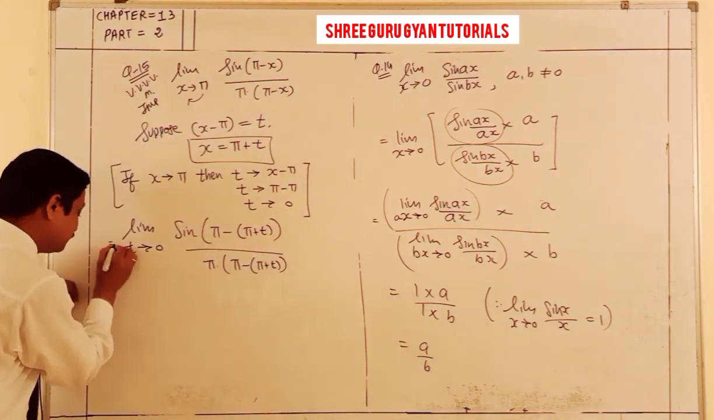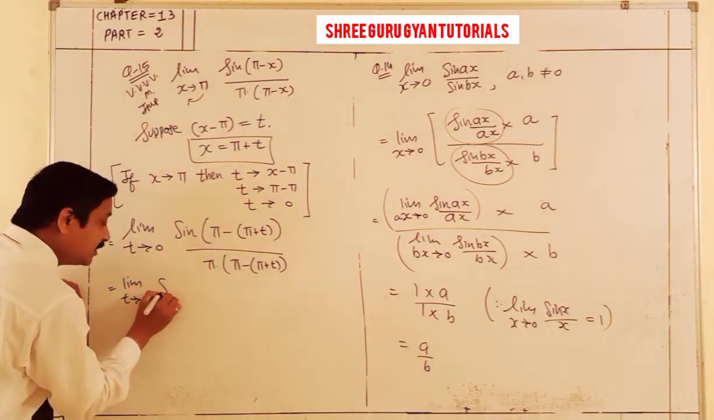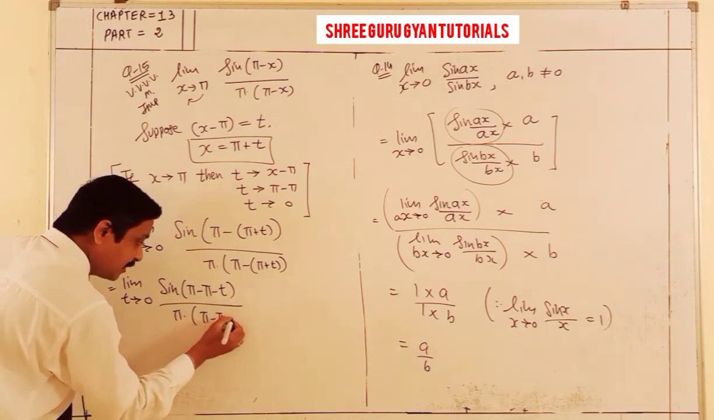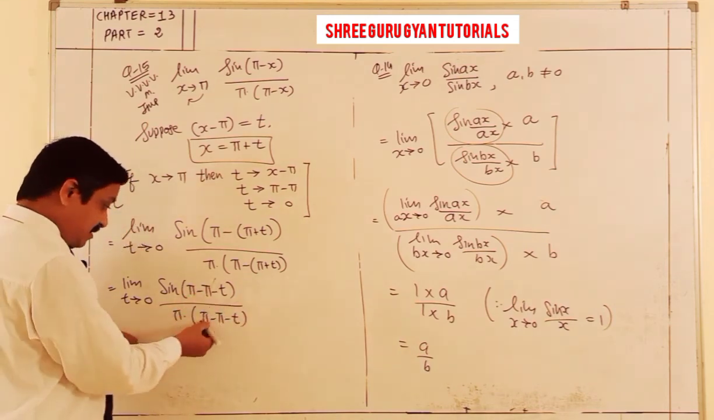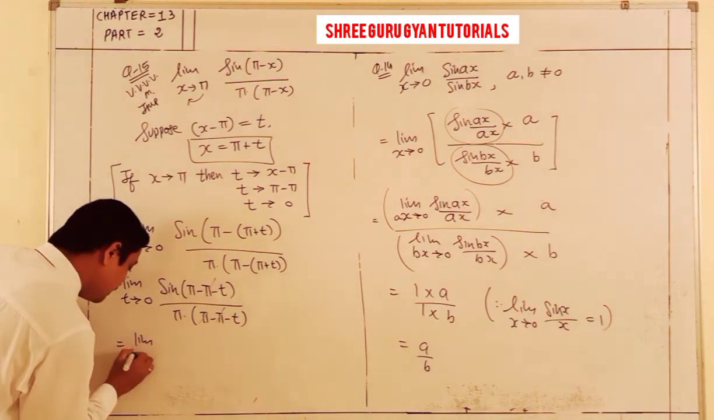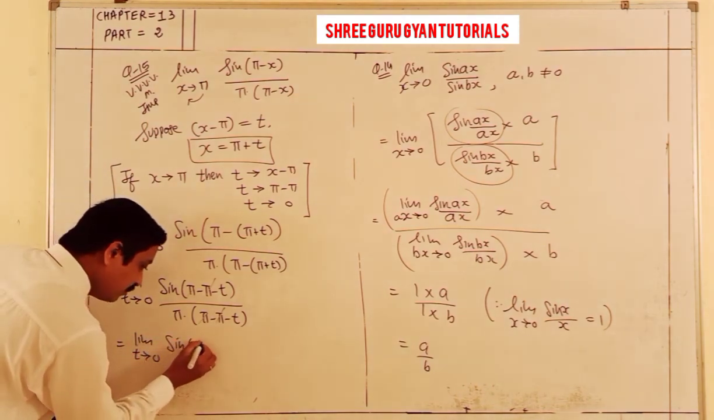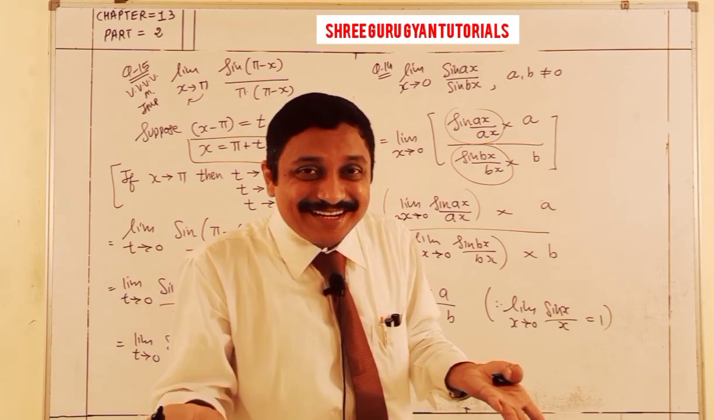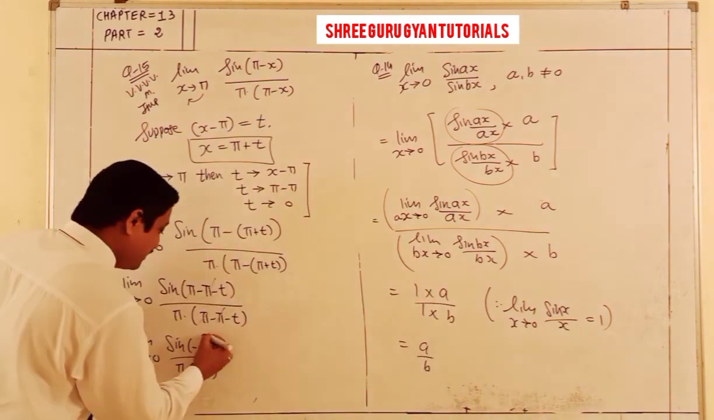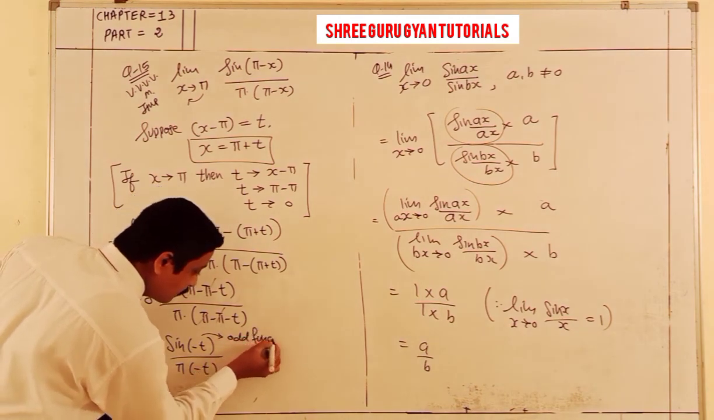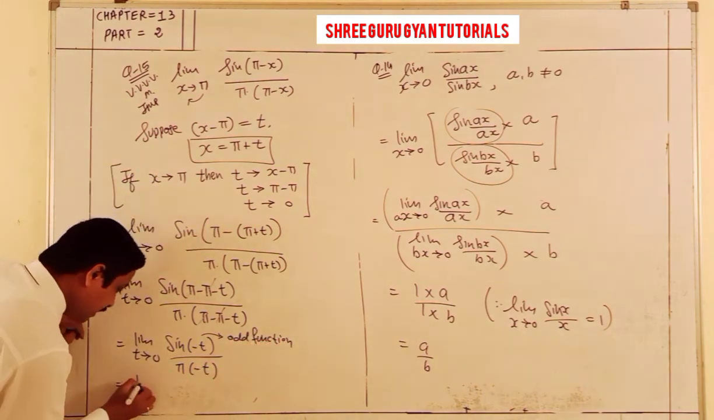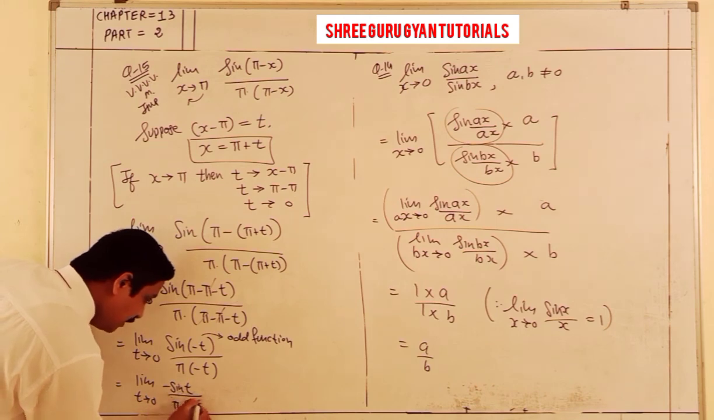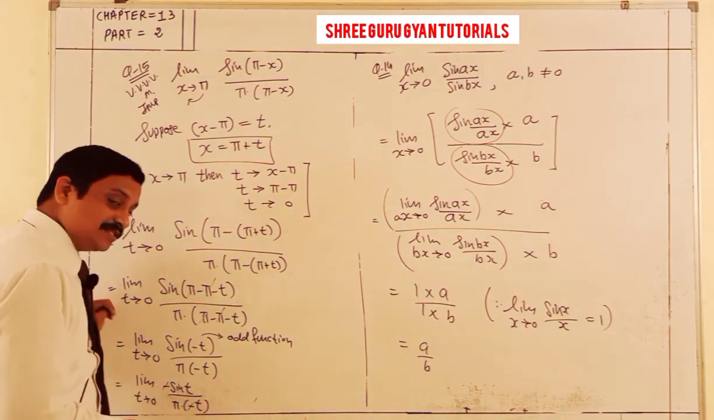So students, my limit t tends to 0, here sin of pi minus t, the same pi minus t. This cancels, same as this cancels. Only I have limit t tends to 0 sine of minus t. Now students, sine is an odd function. It means the minus sign is carried outside. That is your odd function. That's why we show minus carried outside, minus sin t, over pi with minus t. This minus and this minus cancel.